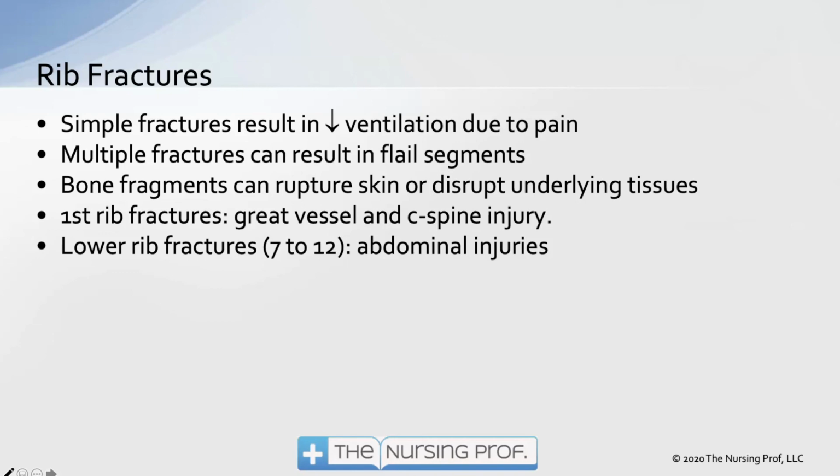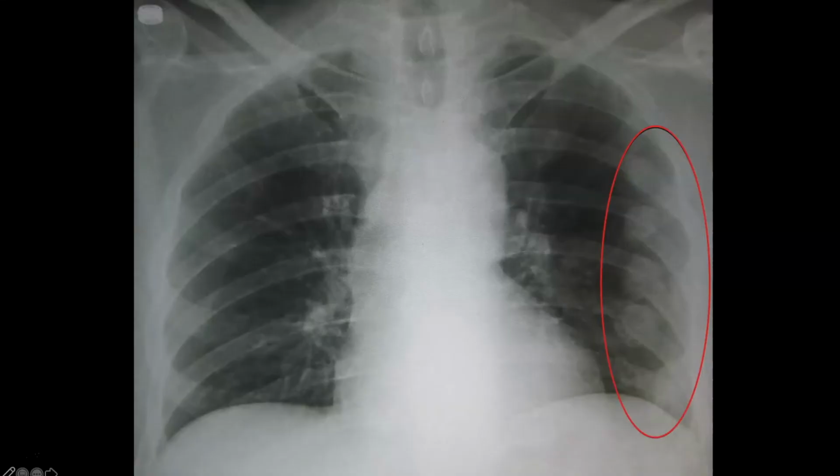Multiple fractures can result in flail segments. So this is the part that we really have to be concerned with. Also, if it's a first rib fracture, we're looking at great vessels, and we're looking at our C-spine. Lower rib fractures, 7 to 12, we have to be looking for abdominal injuries that are associated with it.